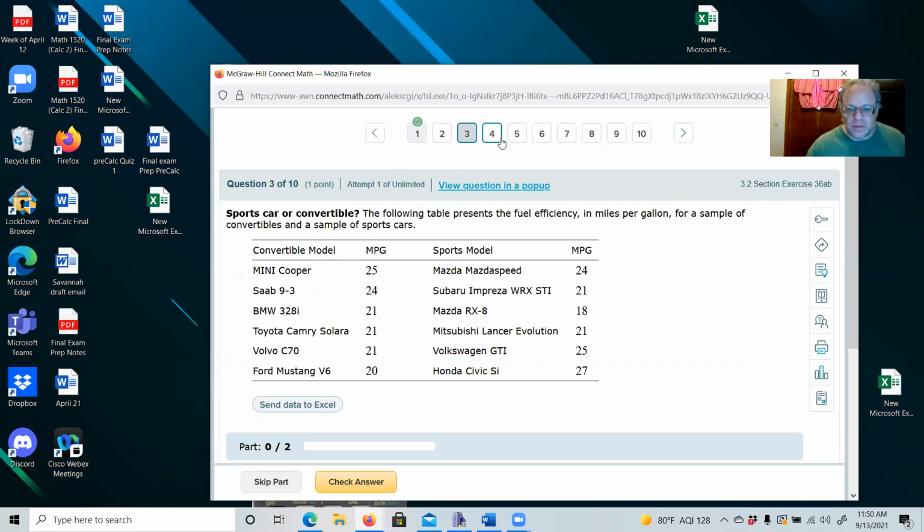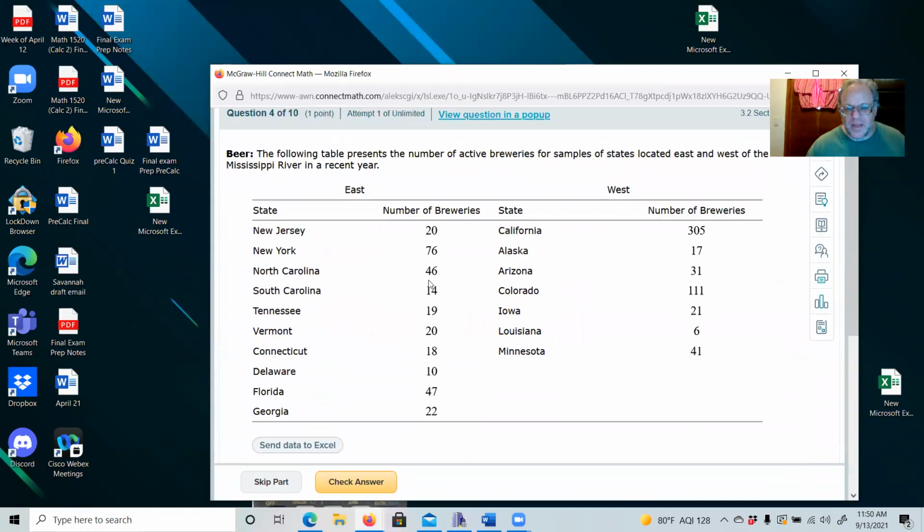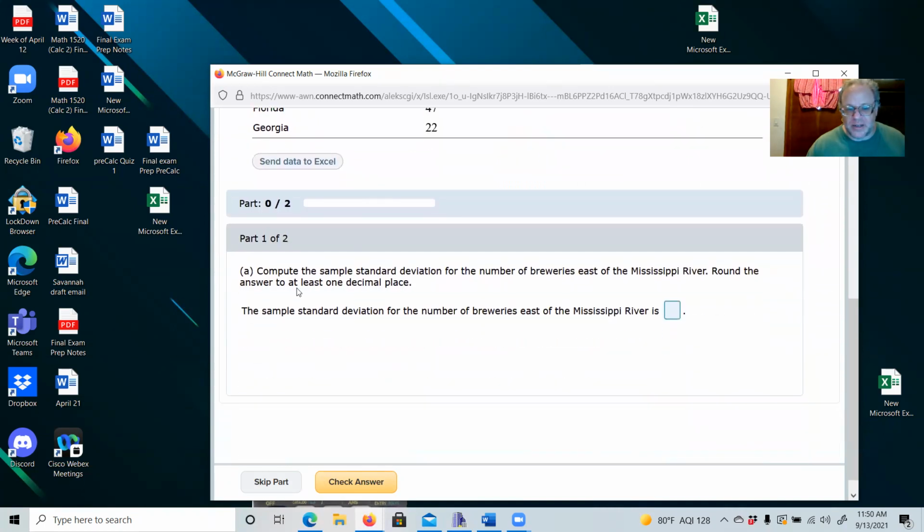So this one, let's go one more. There we go. This is the number of active breweries in samples of states, east and west. So it's a sample of states. Let's see what they wanted. Compute the sample standard deviation for the number of breweries east of the Mississippi. Part B asks us to do it for west of the Mississippi.